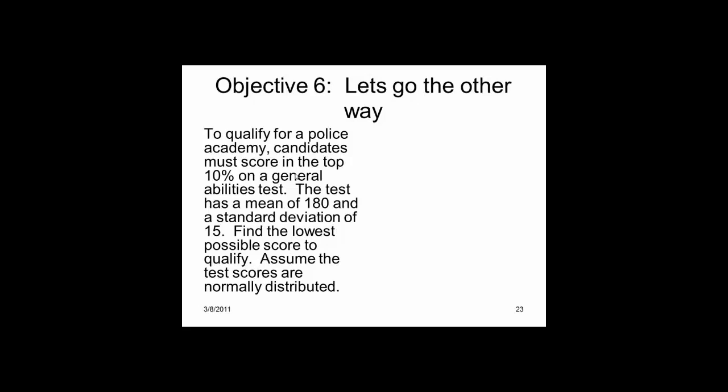So now what we want to do is to go the other way. That is, when I give you an area under the normal curve, I want you to come back and tell me the z-score that is associated with that. And then from the z-score, go back to the x realm. Okay? So let's take a look.